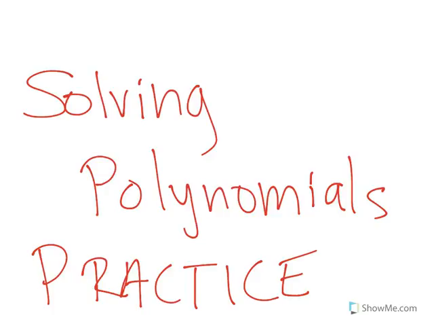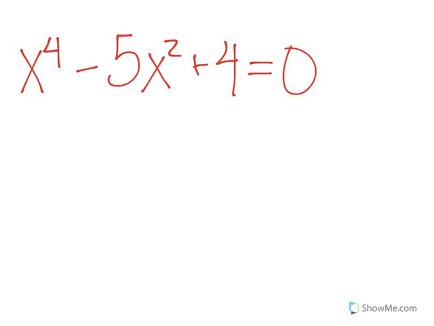Hello, in this video we will practice how to solve polynomials. So let's say we had x to the fourth minus 5x squared plus 4 is equal to 0. By knowing everything we have learned, we see that this function could actually become a quadratic function just by substituting x squared by another variable.